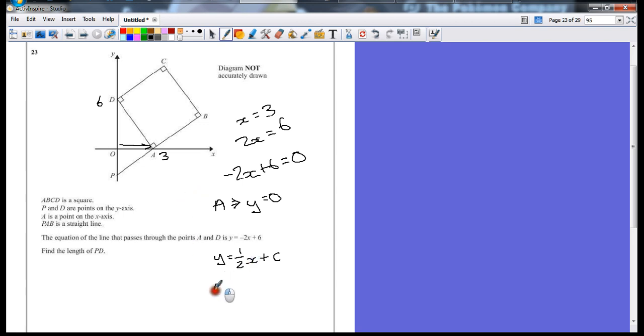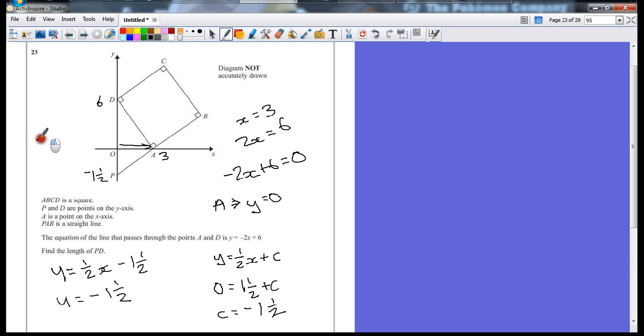So 0, again because we're still on the x-axis, is equal to a half of x. A half of x this time is 1.5, plus c, so c equals negative 1.5. So we've got y equals a half x minus 1.5. Because I've substituted in the c value, we know that at this place we're trying to find y, so x is 0, so y equals negative 1.5.